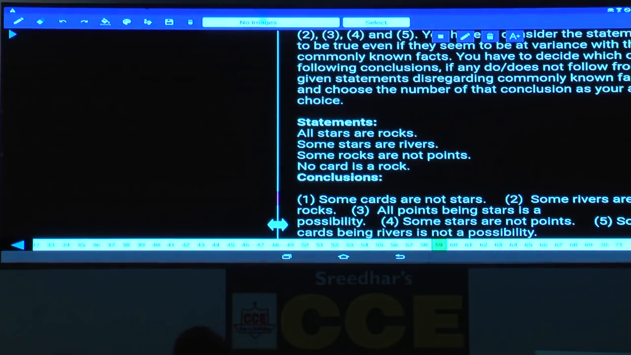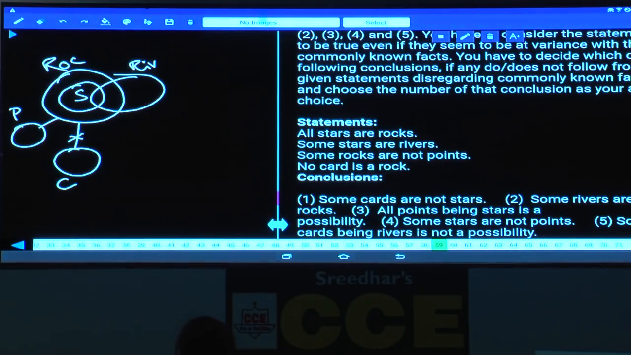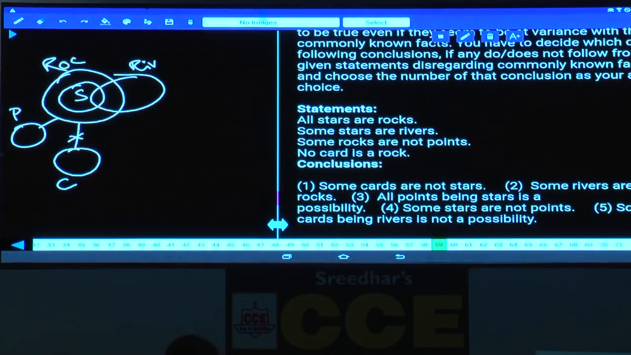Then coming to 59, all the stars are what? All stars are rocks, and some stars are rivers. Now this is rock, and some stars are rivers, and no chord is a rock. No chord is a rock means chord and rock cannot be intersected at all, and some rocks are not points. Some of the rocks are not points. Rock and point cannot be intersected like this. Then what is the first one here? Some chords are not stars.